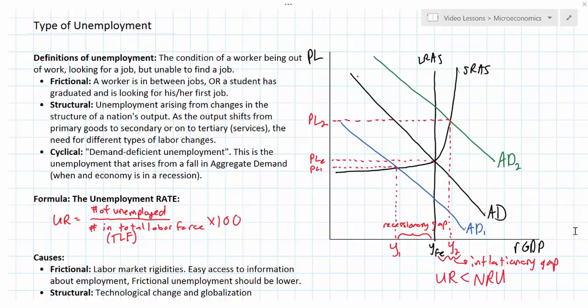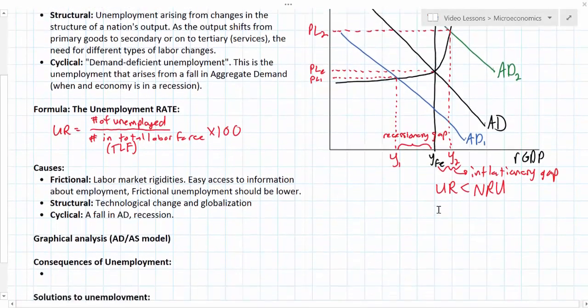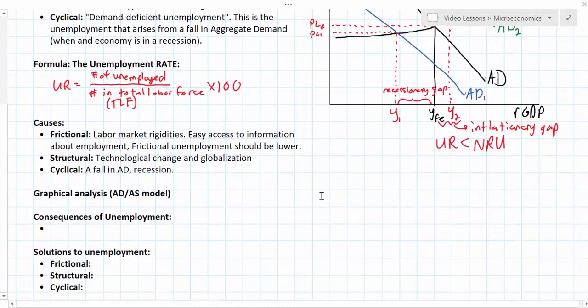In this final lesson, we're going to talk about two more things. We're going to talk about some of the consequences of unemployment and the solutions to the different types of unemployment that a nation may face, and how government or policymakers can go about reducing the nation's unemployment rate.